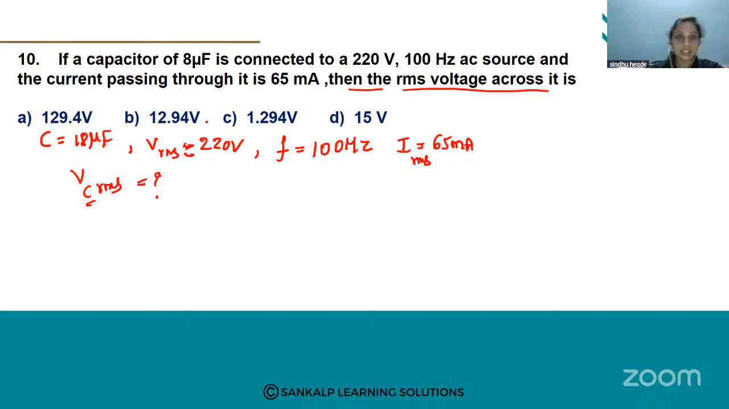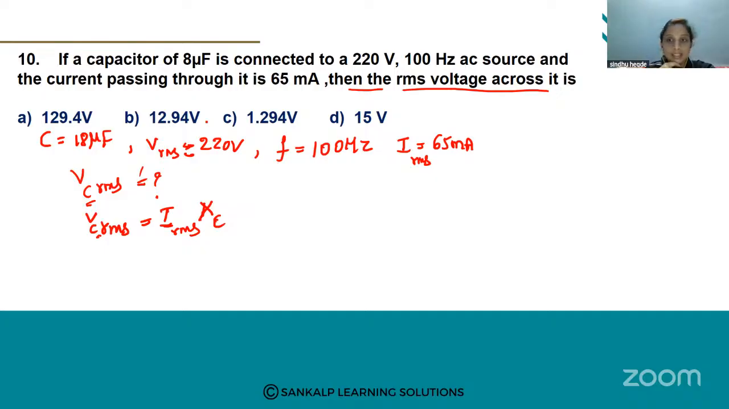Yes, here capacitive. See here, VCRMS is equal to IRMS into XC. VRMS is the product of IRMS and XC, right? We know that. What is XC?